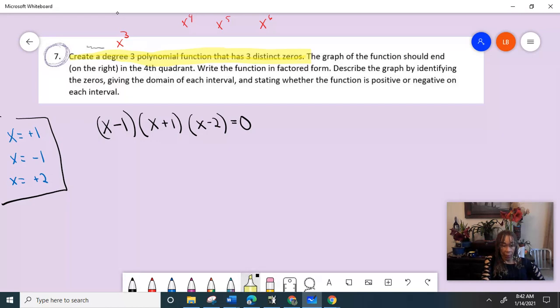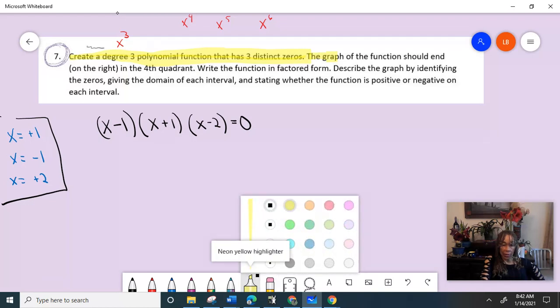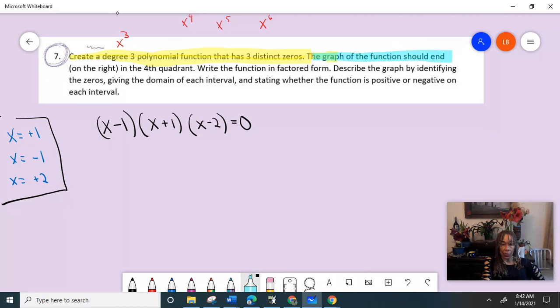And then my next part is the graph of the function should end, I'm changing that because I want to do it in pieces, the graph of the function should end on the right in the 4th quadrant. All right, you need to be completely clear on the 4th quadrant. So that's 1, 2, 3, 4.